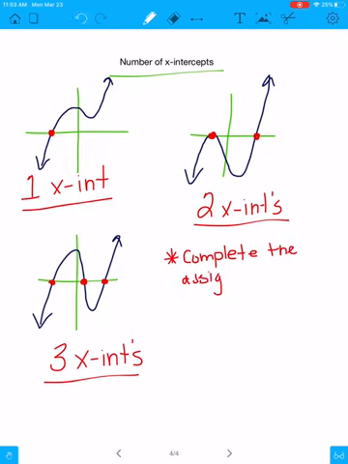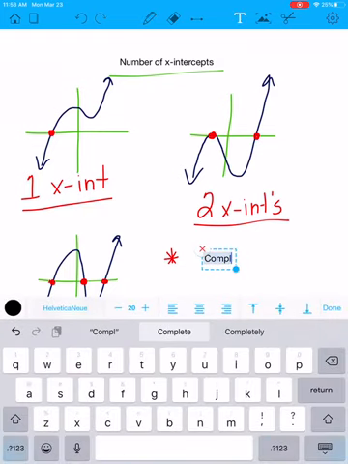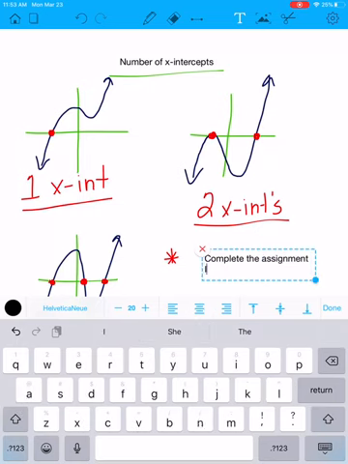Okay, what we're going to do is we're going to complete the assignment in Google Classroom. Now you can either print it off and finish it on there, scan it and send it in, or if you don't have a printer, totally fine. You can do it on a separate sheet of paper, scan it, send it in.